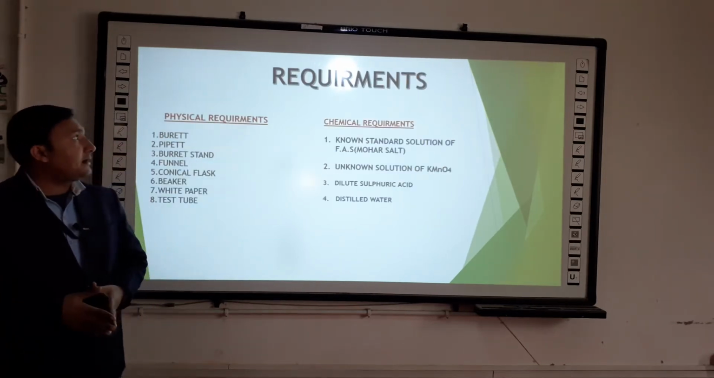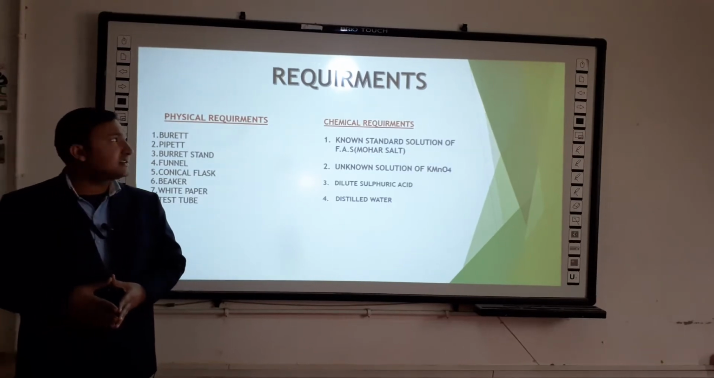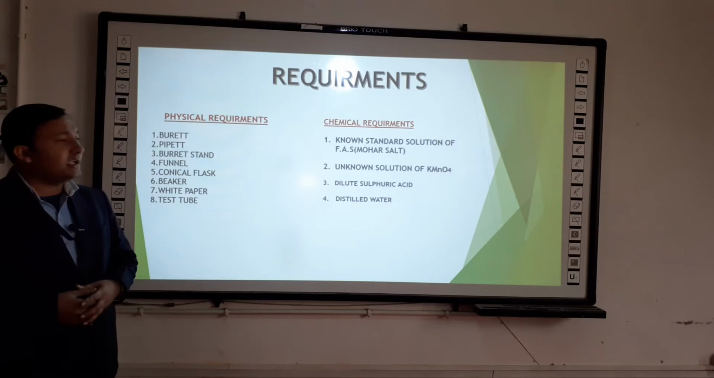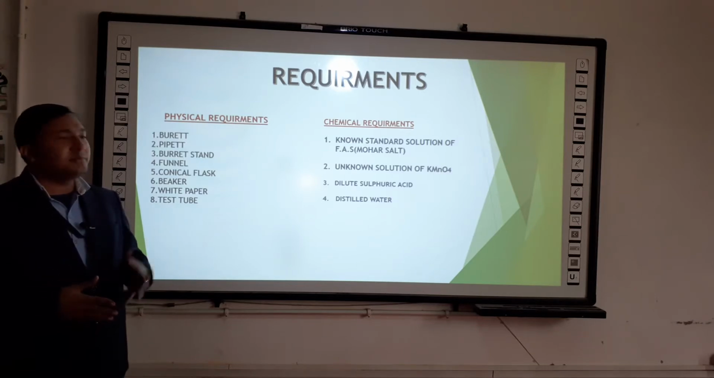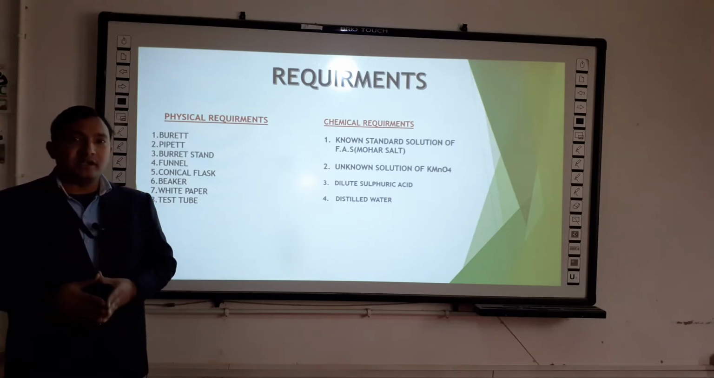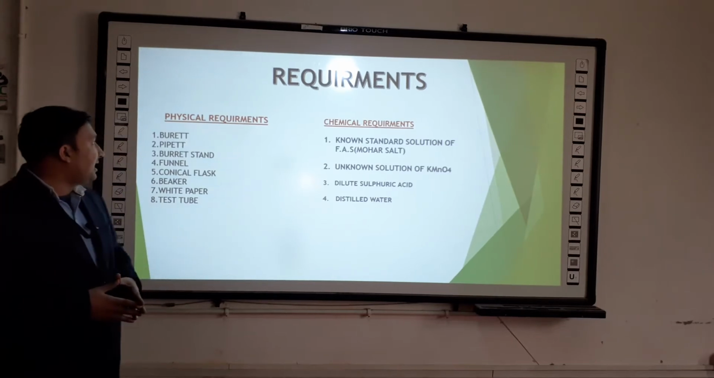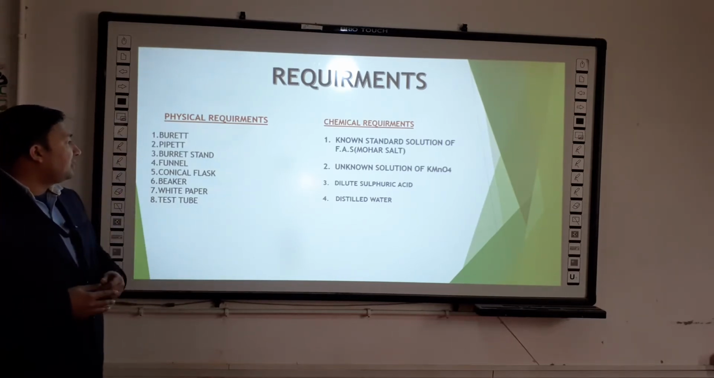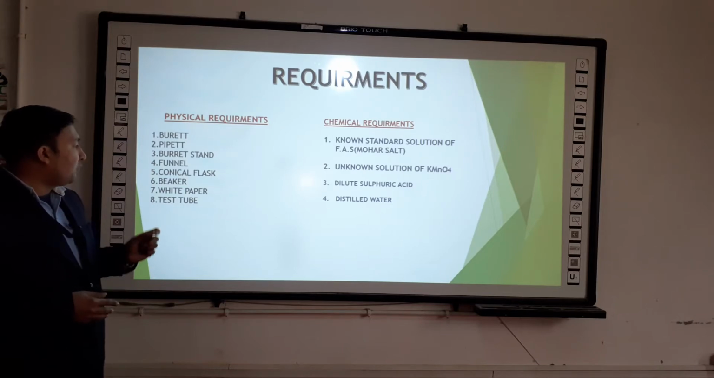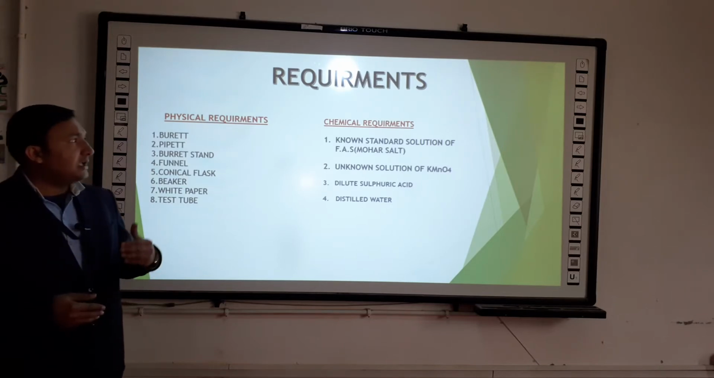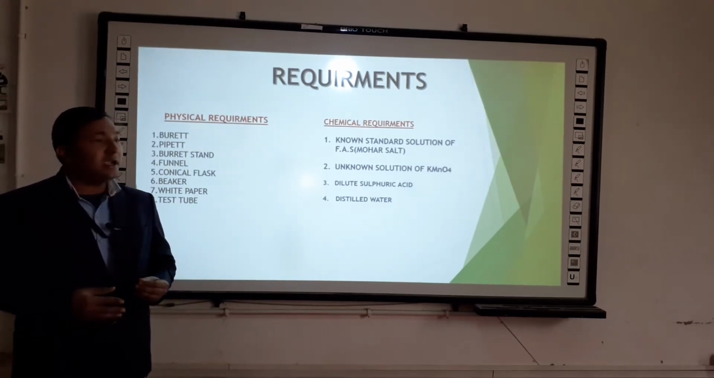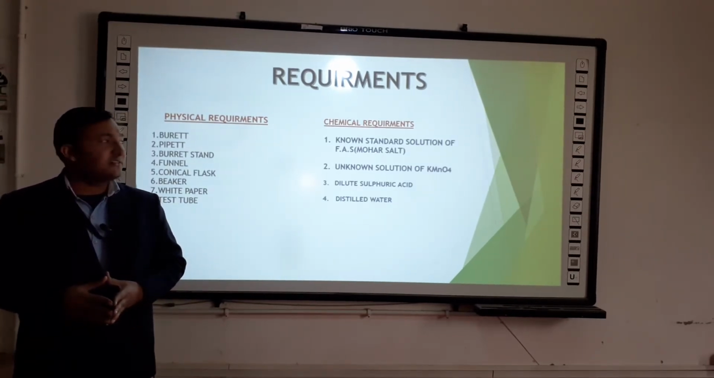The requirements of this experiment will be of two kinds. The first is the physical requirement, as the equipment is required. The second is the chemical requirement. For this experiment, the physical requirements are burette, pipette, burette stand, funnel, conical flask, beaker, white paper and test tube. The chemical requirements are the known and standard solution of ferrous ammonium sulfate, which will be of M/20 concentration.